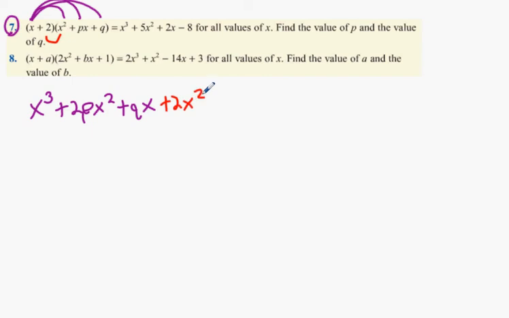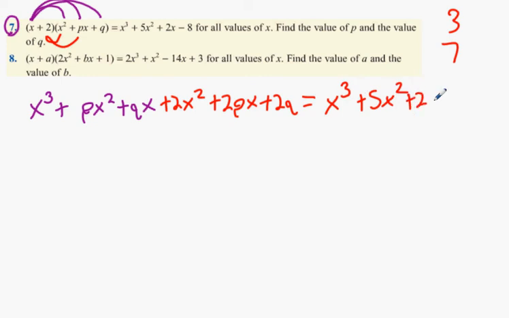2x squared, yeah. 2px, yeah. Plus 2q. Luke, you have a question? It's not 2px squared, isn't it? Which one? x times px. Oh, yeah. The second one? Yeah, that's px squared. Good checking there. qx. 2x squared, 2px plus 2q. Perfect. That side equals x cubed plus 5x squared plus 2x minus 8.